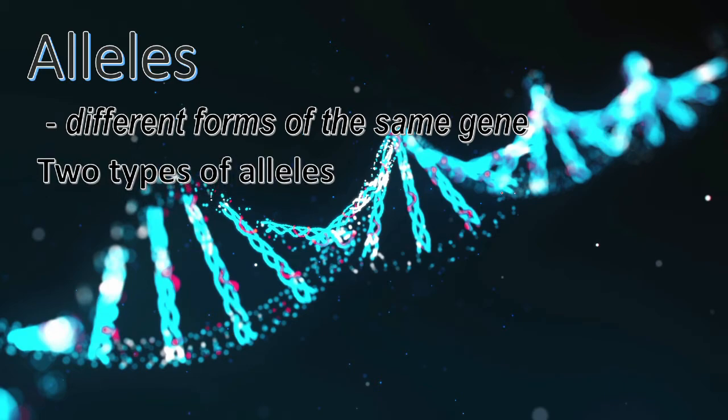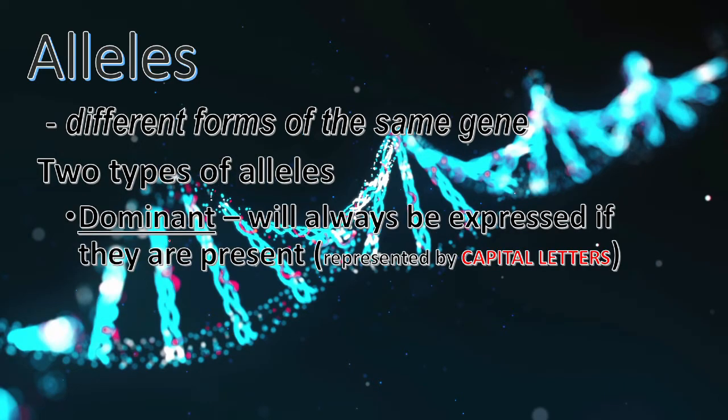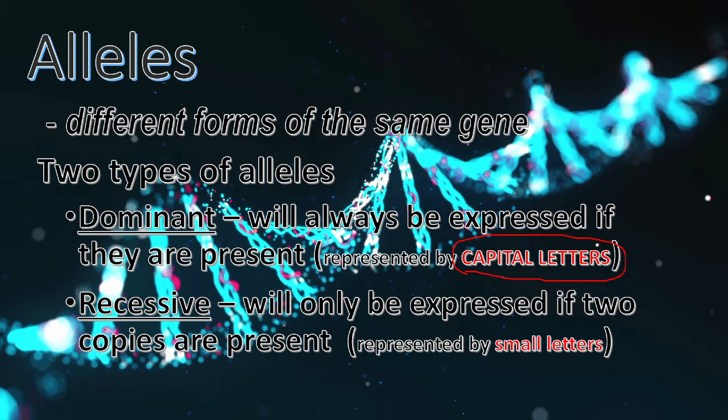There are two types of alleles. The dominant allele will be expressed if it is present. Take note, it is represented by a capital letter. I will be discussing further what this means. It will always be expressed if it is present. The second type of allele is the recessive allele. It will only be expressed if two copies are present, and it is represented by small letters. Take note, capital letter for dominant and small letters for recessive.